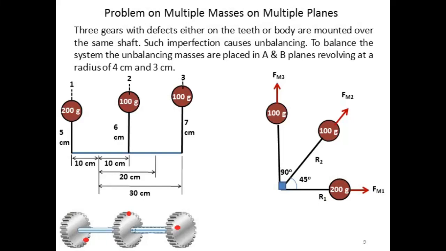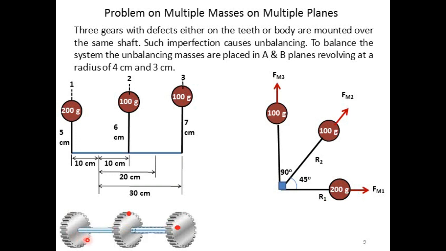To clear any ambiguity, let's do an example. This example is problem based, and the problem is taken from a real life situation. At the bottom you can see there are 3 gears. They are mounted on the same shaft, and each of the gears has some defect.